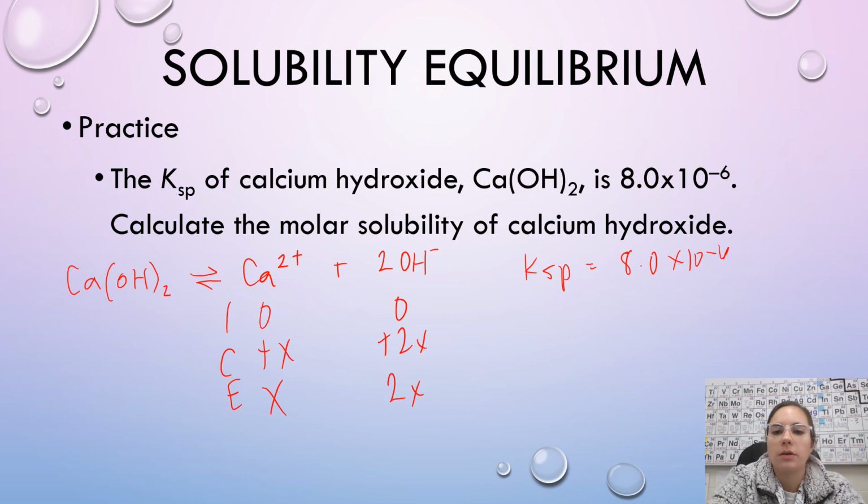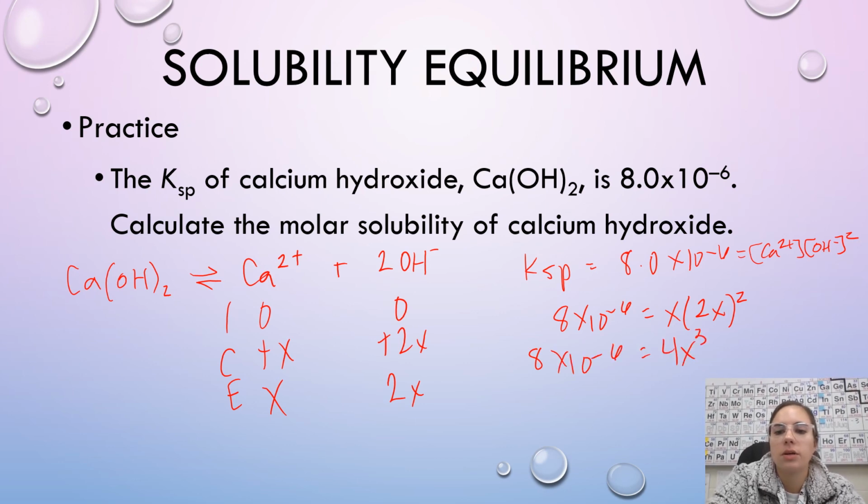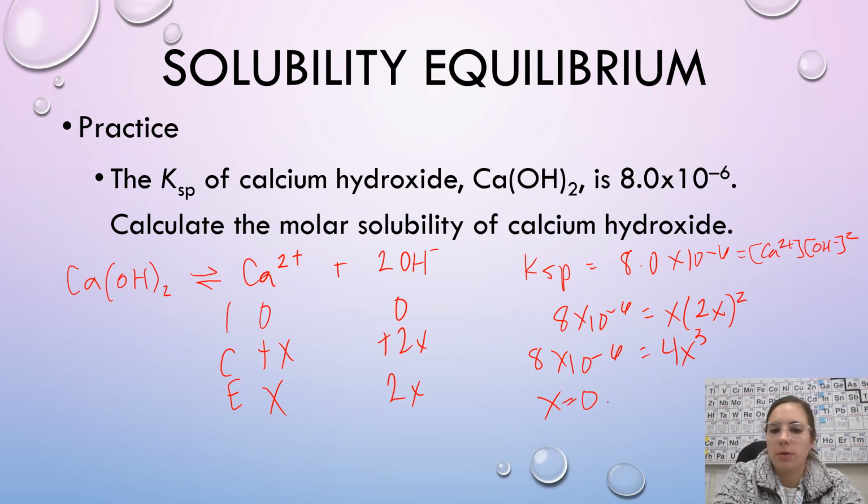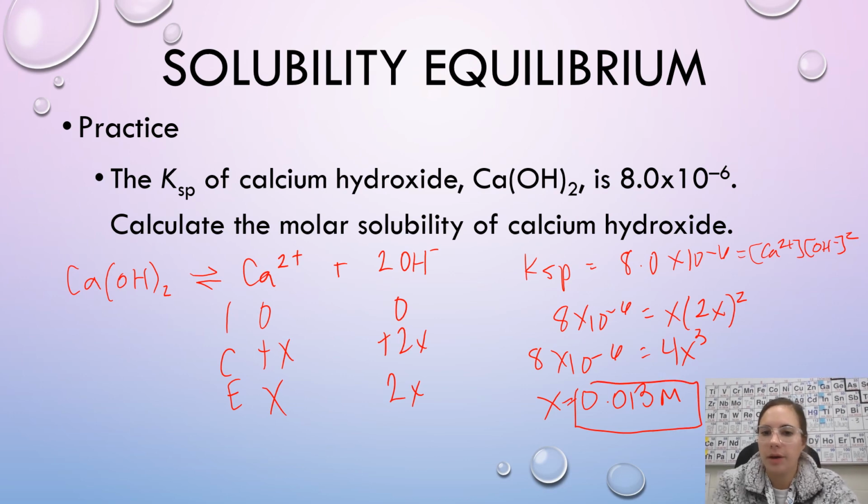Now I've got to plug those in. So I have 8 times 10 to the negative 6 equals x times 2x squared. That one's going to simplify just like the one on the previous slide, 4x cubed. So then x equals 0.013 molar. That's the molar solubility of calcium hydroxide.